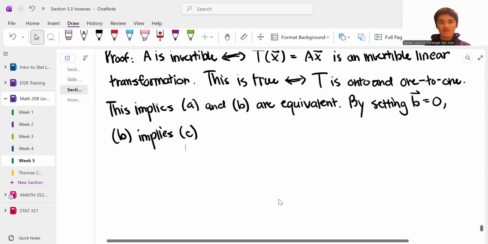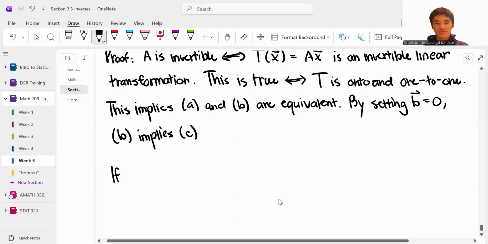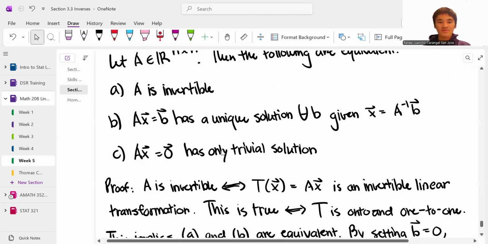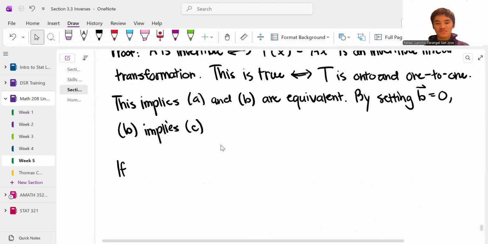Okay, cool. Let's continue. So B implies C. Now we need to show that C implies A. How do we do that? We want to show that if Ax equals b has only the trivial solution, then it's A. So there has to be a way to explain from that point C to A. How do we do that?